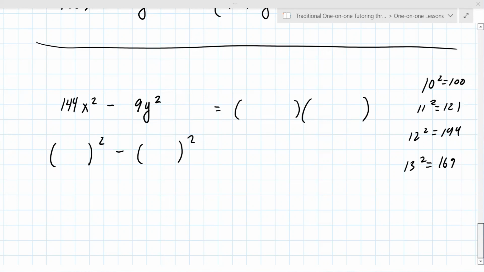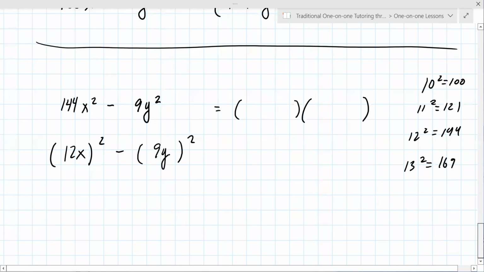So it's 12x. Yep, 12x is in here. And then the next one is 9y. When you square 9, though, you get 81. We want to know what you square to get back to 9. Okay. So 81.